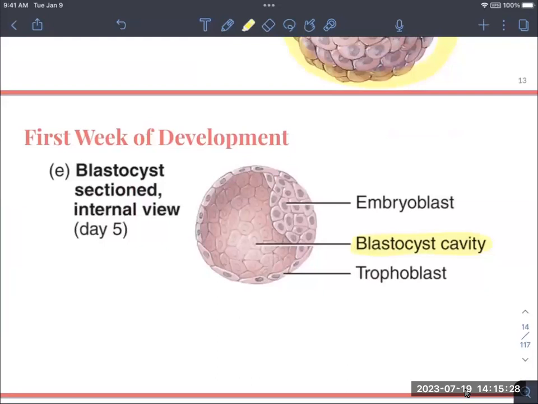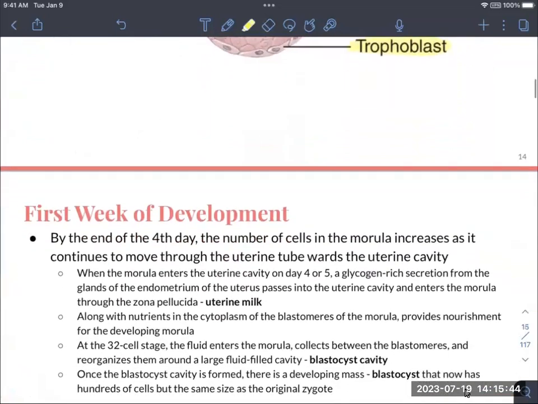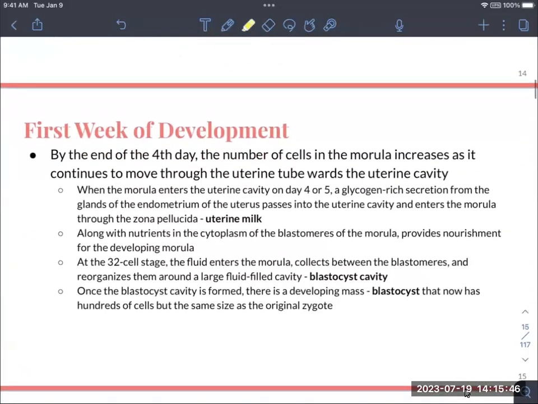This cavity, these cells are now trophoblasts. And this collection of cells is the embryoblast. These are all coming together as we are forming this zygote.